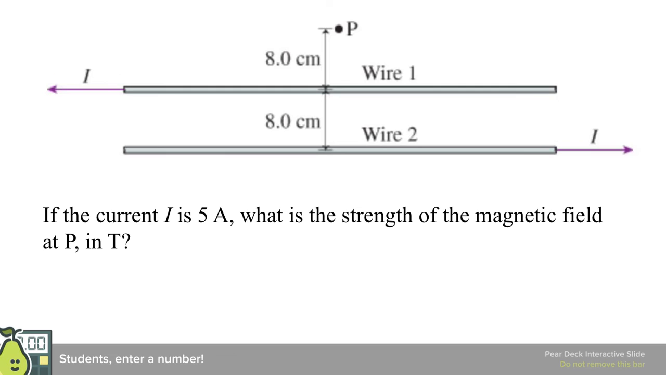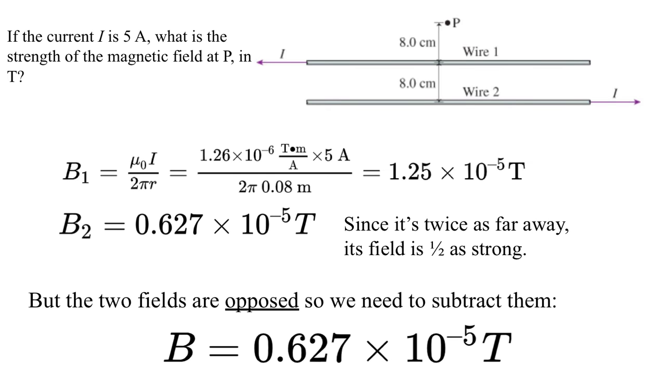Right, same setup. If the current is 5 amps, what is the strength of the magnetic field at P as measured in Tesla? Well, we can figure out the field strength at 1 by just running those numbers in, and we find it's 1.25 times 10 to the minus 5th Tesla, about 1 1/4 of the Earth's field strength. The field from 2, being twice as far away, would only be half as strong. And then they're opposed, so when we add them, we get half as strong, but in the other direction.